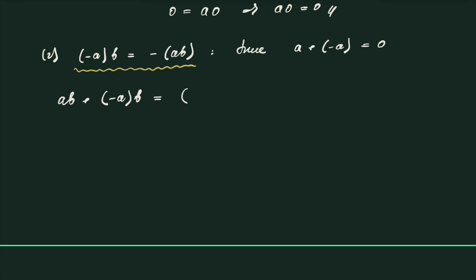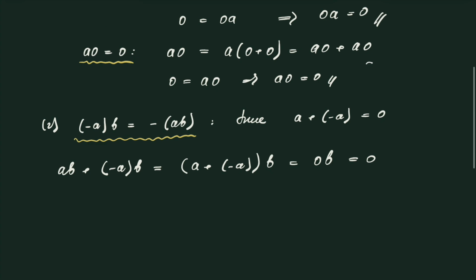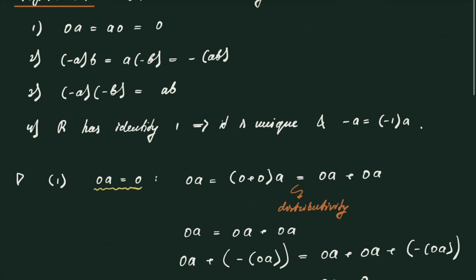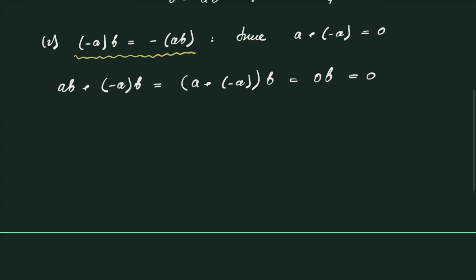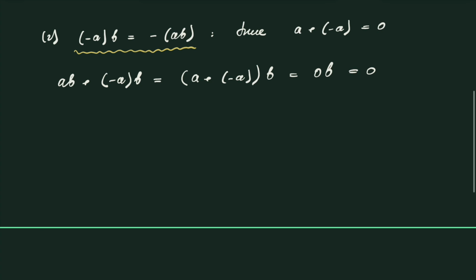Here we have, again by distributivity, we use this all the time, I will not mention it every time I use it, a plus minus a times b, right? And since this is 0 by axiom, 0 times b, but 0 times b is also 0 because we proved this in the last step. We proved that 0 times a is equal to a times 0 is equal to 0. So here we have 0 as well. Now, as I said, we showed that their sum is 0, which means that this element is the additive inverse of this one.